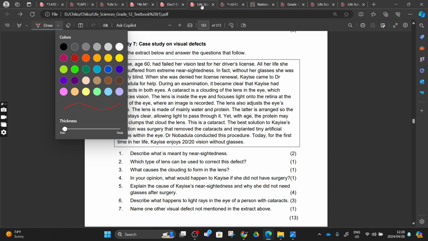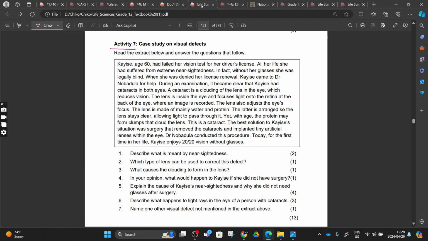I promised you, or I also asked you to go and do activity 7, right? So let's do this activity 7 in less than minutes, because we are done. Read the extract below and answer the questions that follow. Kayise, age 60, right? Okay, we start with the reading, right?